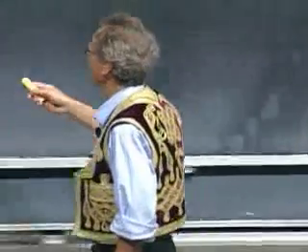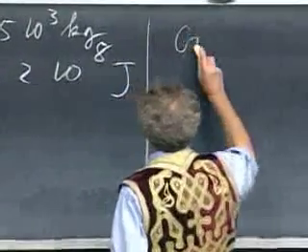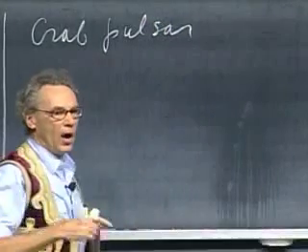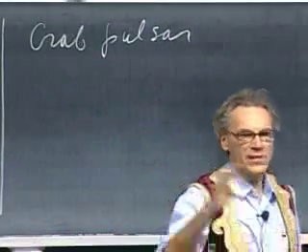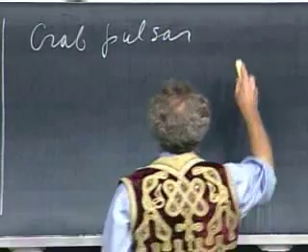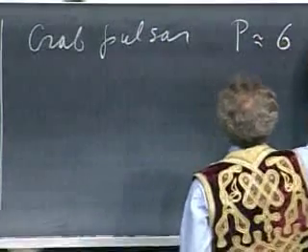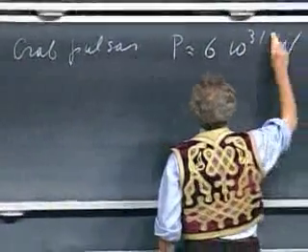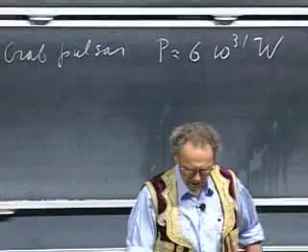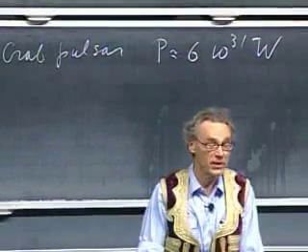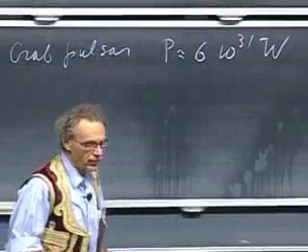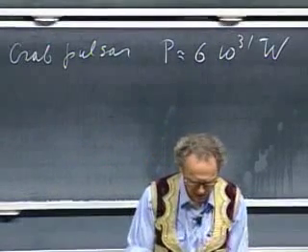If you take the Crab pulsar and calculate how much energy comes out in X-rays and gamma rays and everything that you can observe in astronomy, then you find that it has a power of roughly 6 times 10 to the 31 watts. It's a phenomenal amount if you compare that with the sun, by the way. The sun is only 4 times 10 to the 26 watts. So the Crab pulsar alone generates about 150,000 times more power than the sun.